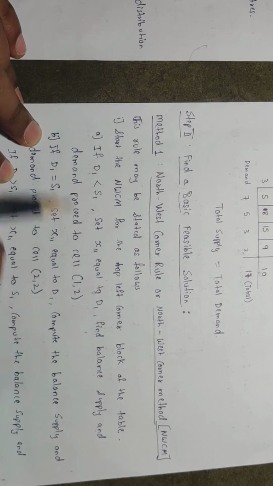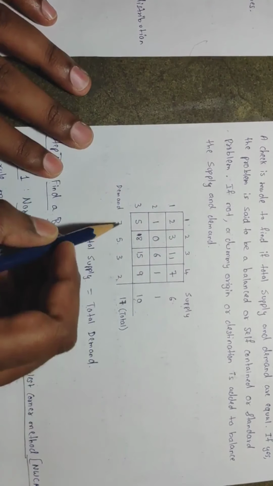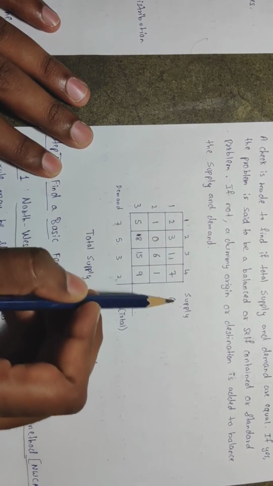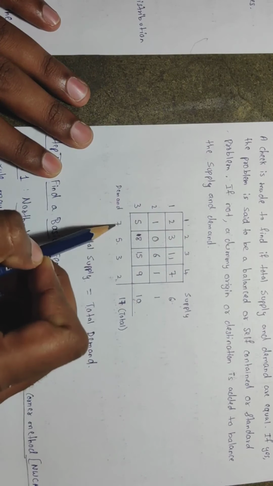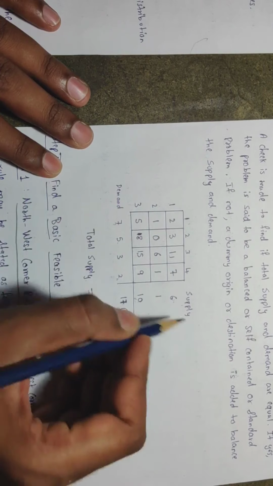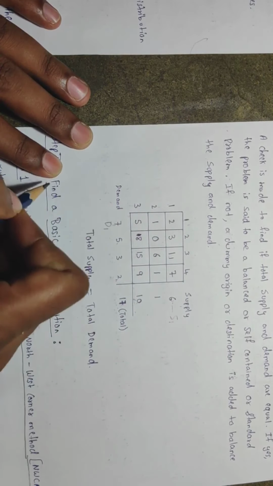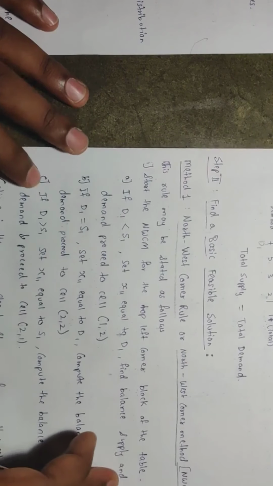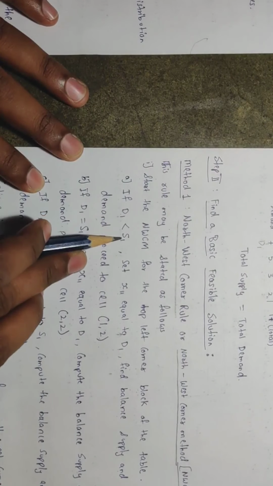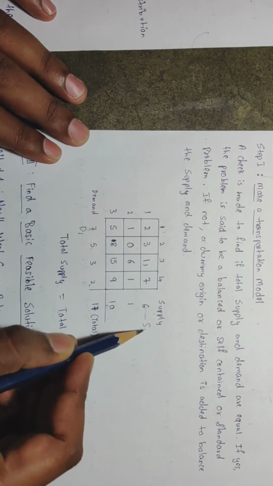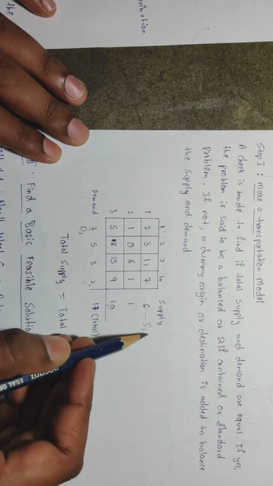Find the balance supply and demand, proceed to cell 1, 2. I'll explain this step. As you start from the top left corner, check its supply and check its demand. Now supply is my S1 and this is my D1, right? The condition states that if D1 is less than S1. Is D1 less than S1? No, it is not. So D1 is actually greater than S1, right?